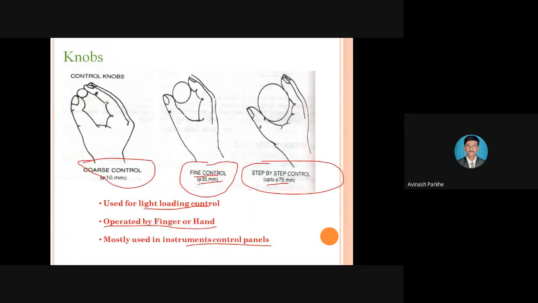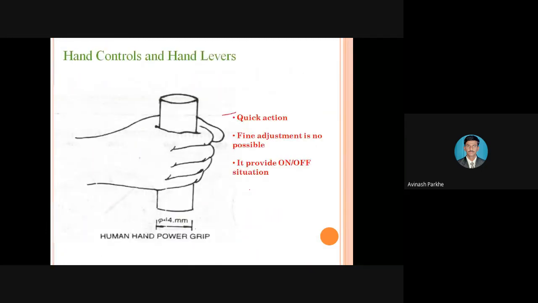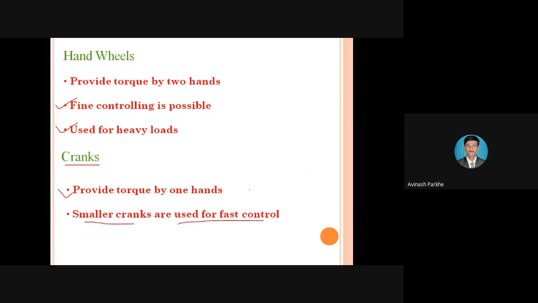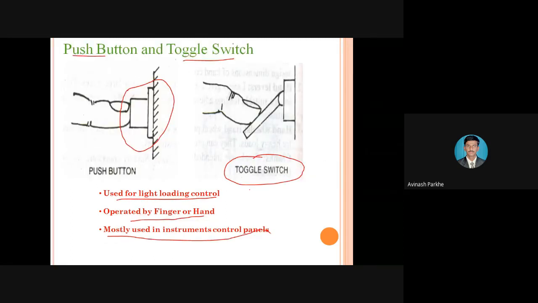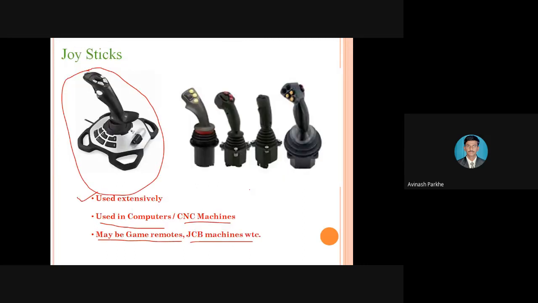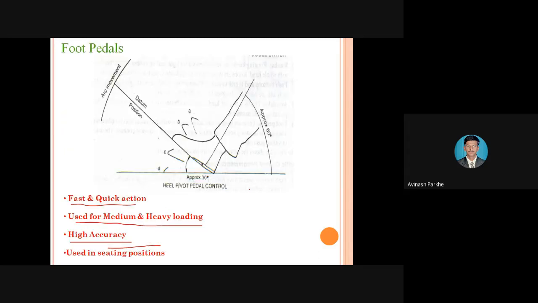In that, we have discussed the different types of hand controls or hand levers, hand wheels, and different types of cranks, then knobs for coarse control and fine control arrangements. If I have to go for step by step positions, at that time the third figure is also used. Then push buttons and toggle switches are used for light loading, or provided on the control panel of any instrument. Then the joystick, whose major application is in game remotes, and mostly it is used in JCB machines. And last we discussed the foot pedals.